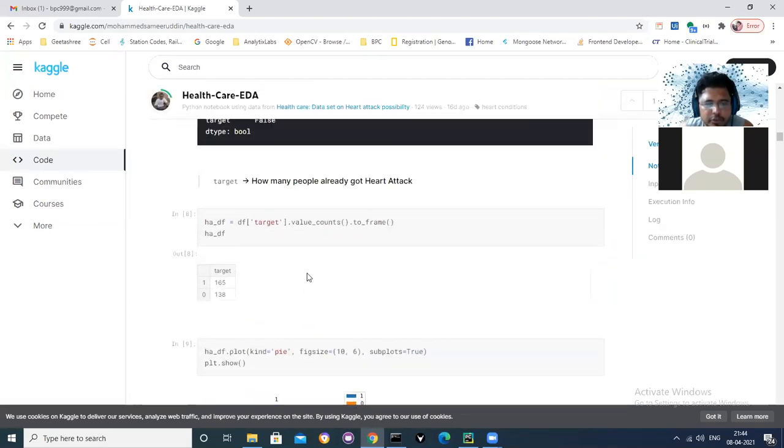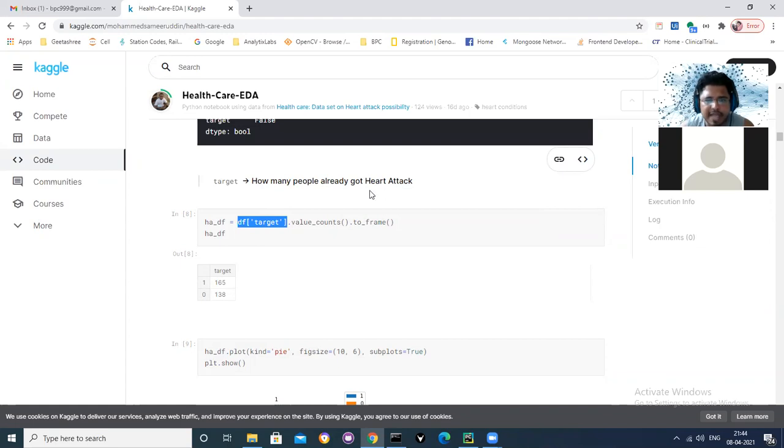Okay, so we'll do it this way. So let's now go to df target. We'll break this into small parts and understand what he is doing. df target. What is df? df is the data frame. Target is what? Target is the column which tells how many people already got the heart attack.